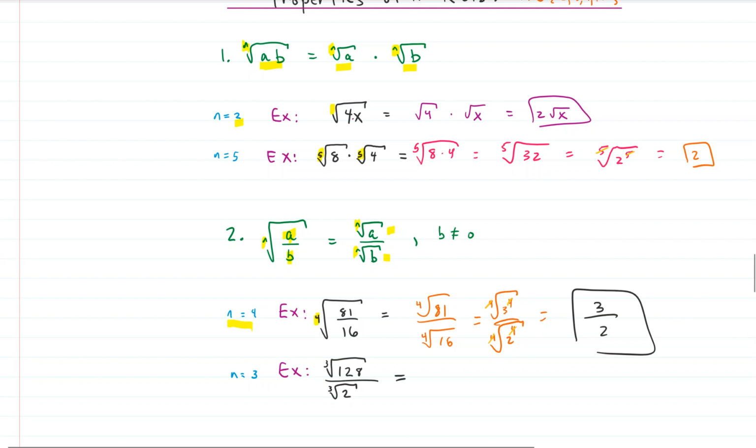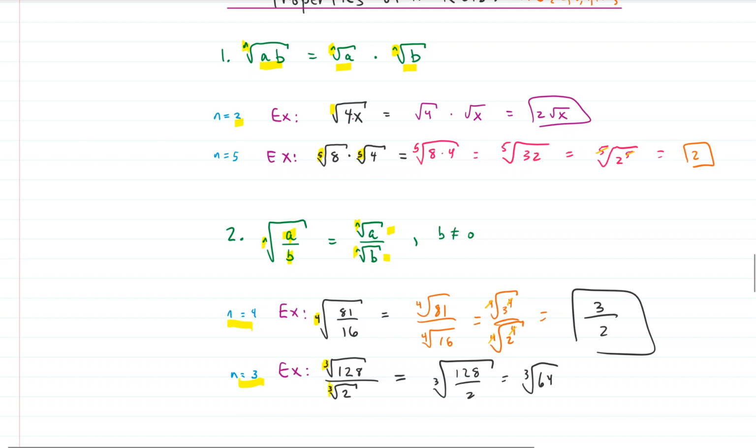We could also, so in the first example we split them up. In the second example, here n equals 3. We have them split up there. We can put them together as 128 divided by 2, and that's all over the cubed root. 128 divided by 2 is 64. And we have the cubed root here.